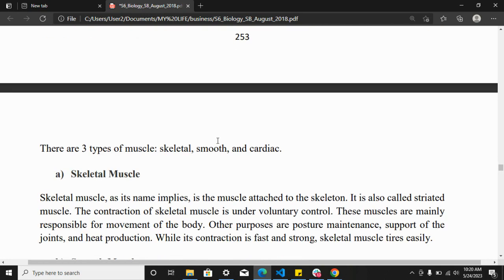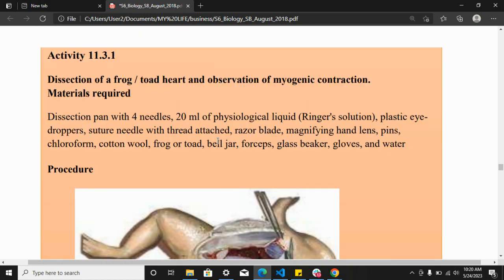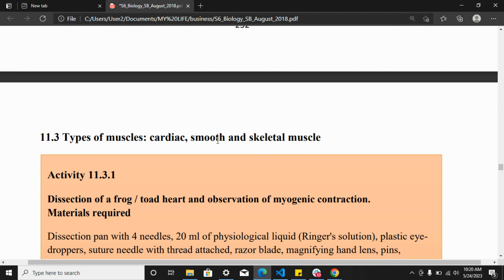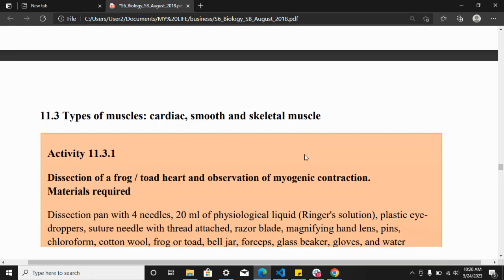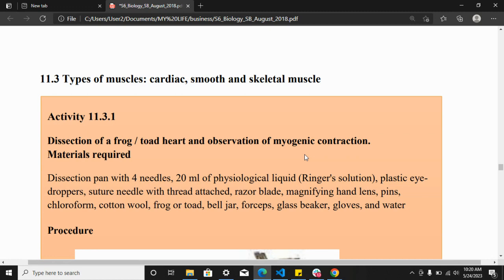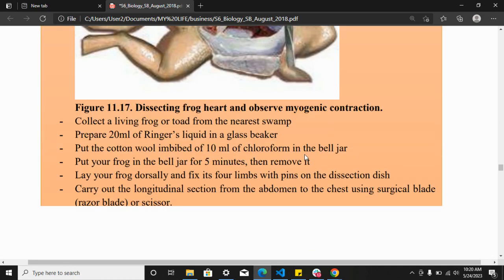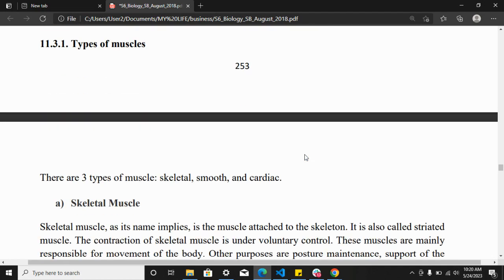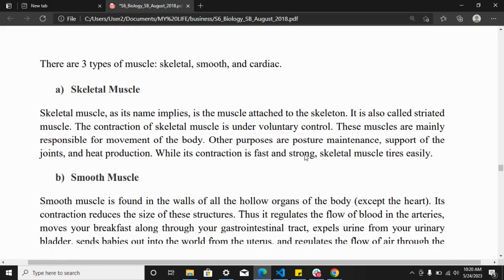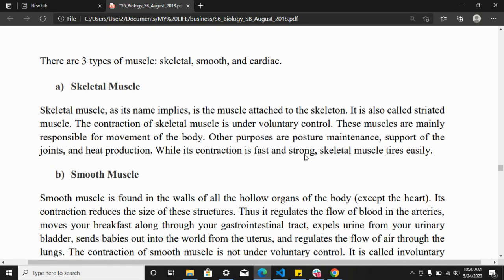Now let's see about muscles. We have covered a lot about the skeleton. Now let's look at muscles, or types of muscles. Actually the types of muscles are cardiac, smooth and skeletal muscles. There are three types of muscles: skeletal, smooth and cardiac.